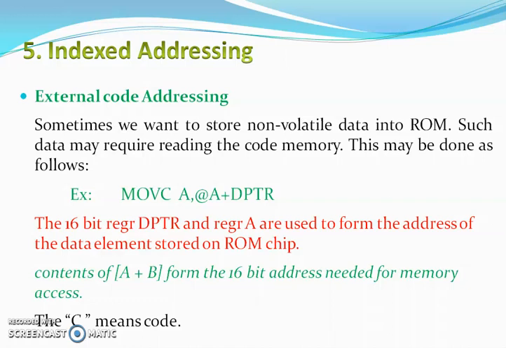So using the effective address, I have to get the data, and that has to be used for completing the operations set in the instruction. So here again we are using indirection, but we are performing an addition so that we get the effective address. So let us read what it says about movc a, @a+dptr in this slide. The 16-bit register dptr and the register A are used to form the address of the data element stored on a ROM chip. So this is about 8051 microcontroller, and C indicates that it's the code memory or the program memory.